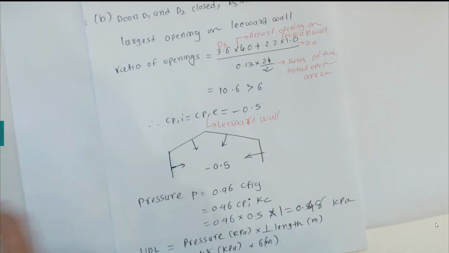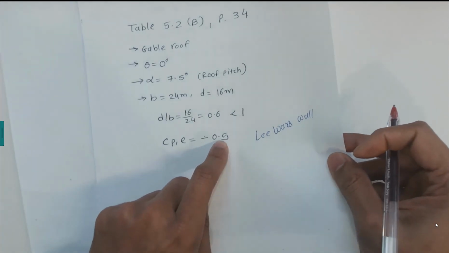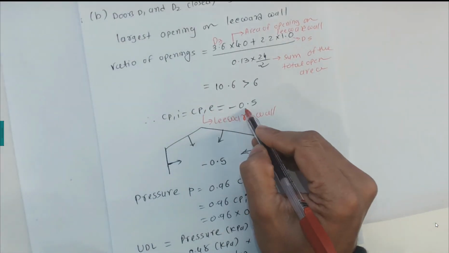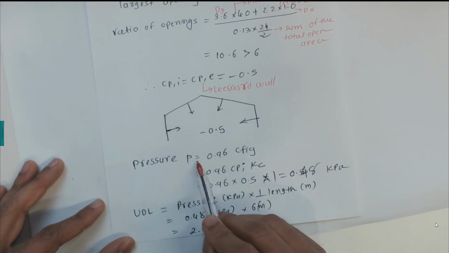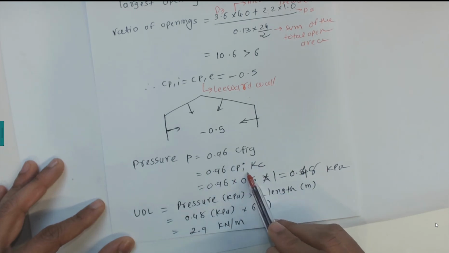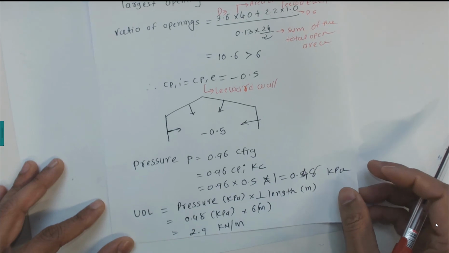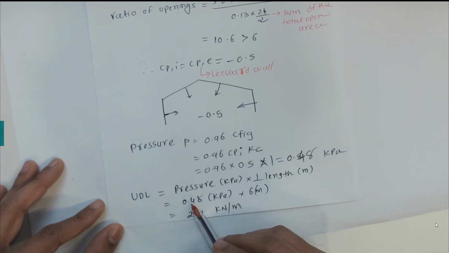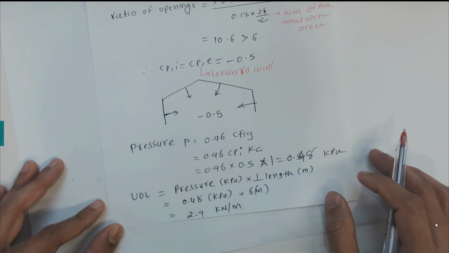Now for leeward walls, we already calculated the external pressure coefficient, and we calculated minus 0.5. So I substitute CPE equal to minus 0.5 for the internal pressures. The equation for pressure is 0.96 times the aerodynamic shape factor. Substituting CPI times KC, 0.96 times 0.5 times 1 gives us 0.48 kilopascals, and the UDL load again is 0.48 kilopascals times the perpendicular length, which is 2.9 kilonewtons per meter.